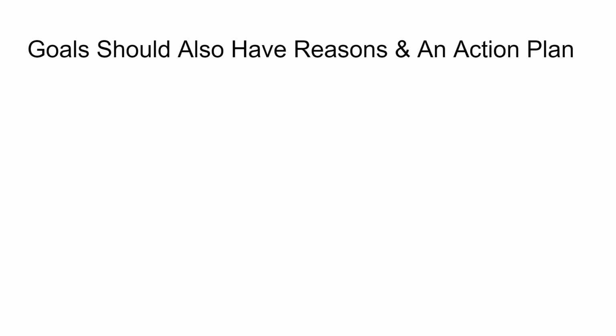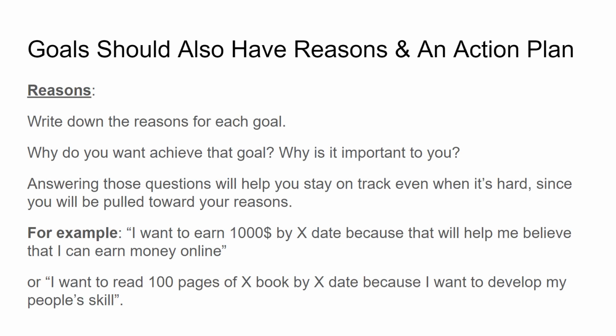Goals should also have reasons and an action plan. So for reasons, write down the reasons for each goal. Why do you want to achieve that goal? Why is it important to you? If you answer those questions, it will help you stay on track even when it's hard, since you will be pulled towards your reasons. So for example, I want to earn $1,000 by X date because that will help me believe that I can earn money online. Or I want to read 100 pages of X book by X date because I want to develop my people skills.